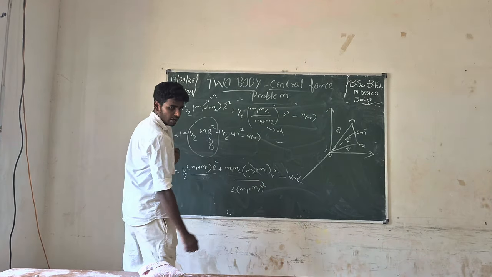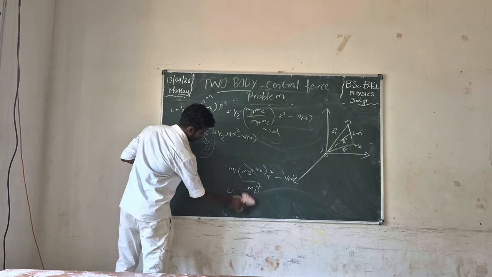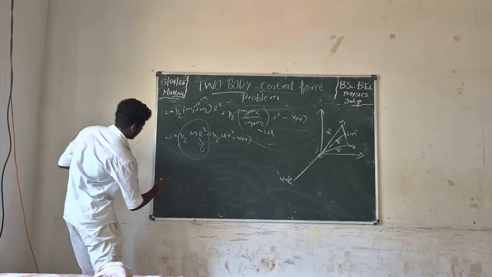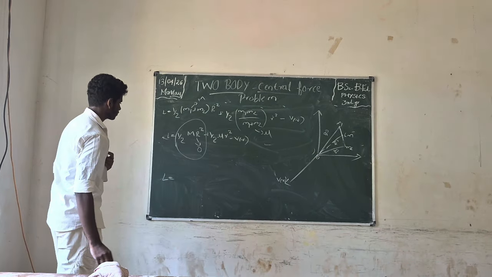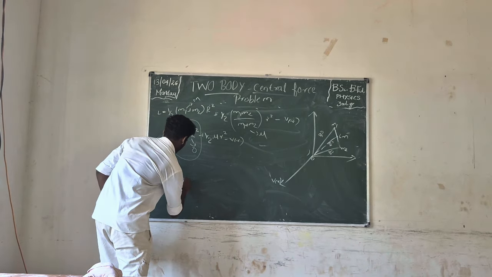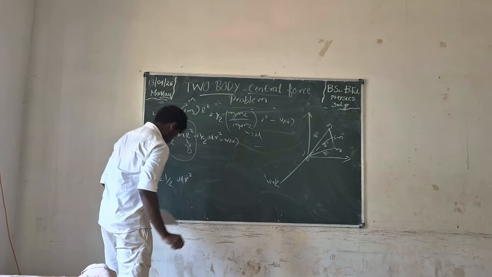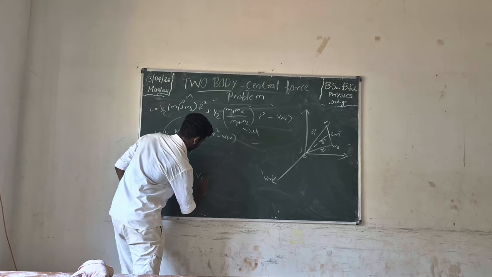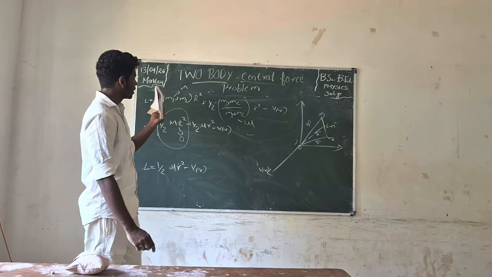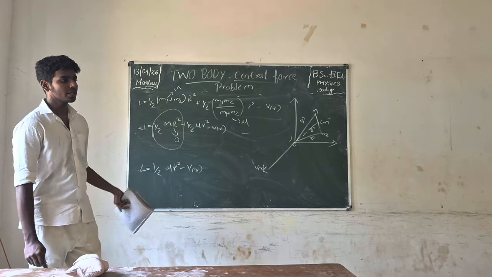So we can write our final equation of the Lagrangian as L is equal to half mu r dot square minus V of r. So this is the equation for a two body central force problem, which is converted or reduced into a one body problem.